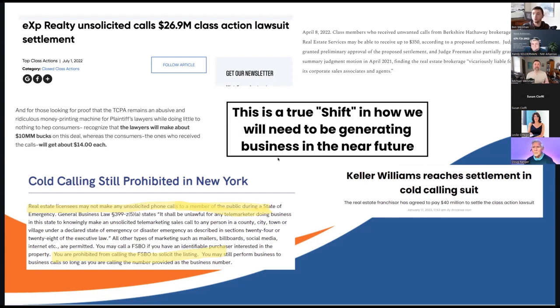The telephone, as important as it is to our business today, and I don't want to diminish its importance of scripting and conversations, is becoming much less effective, right? We all get these spam calls, junk calls multiple times a day. Less and less people are answering their phone. So this is a true shift in how we need to be generating new business in the very near future.